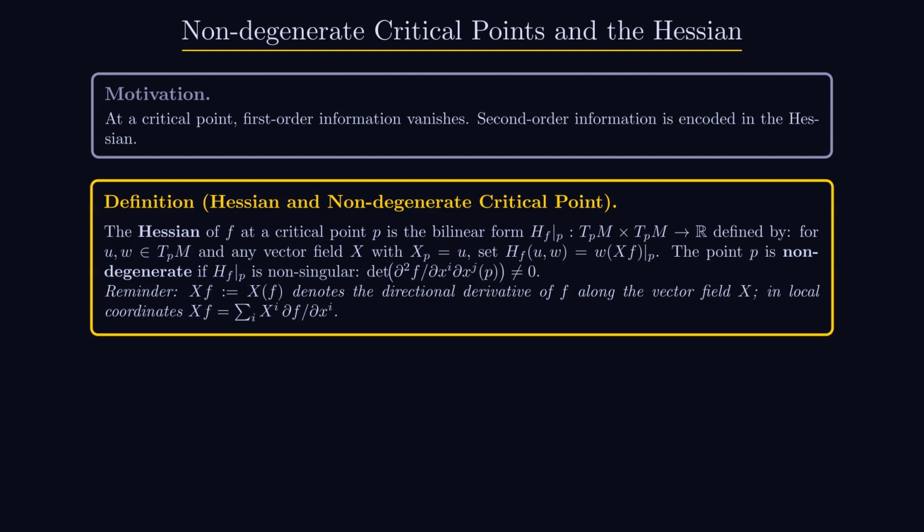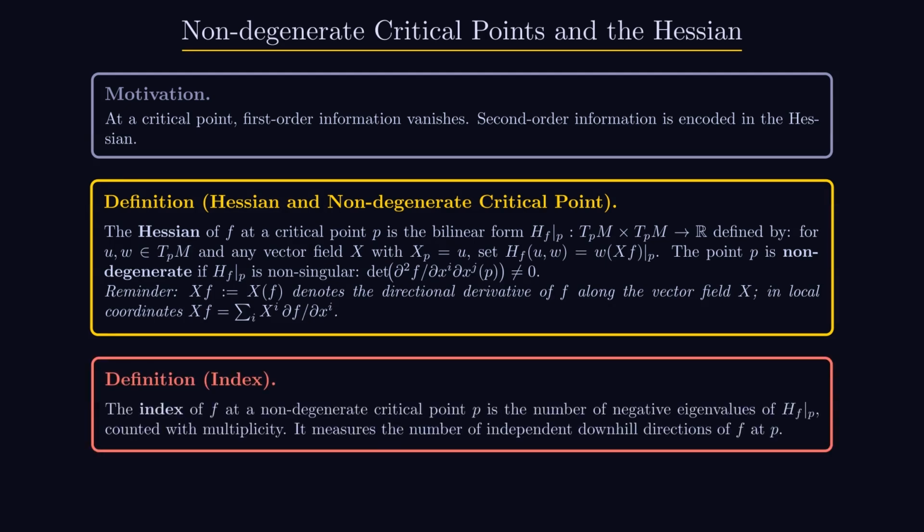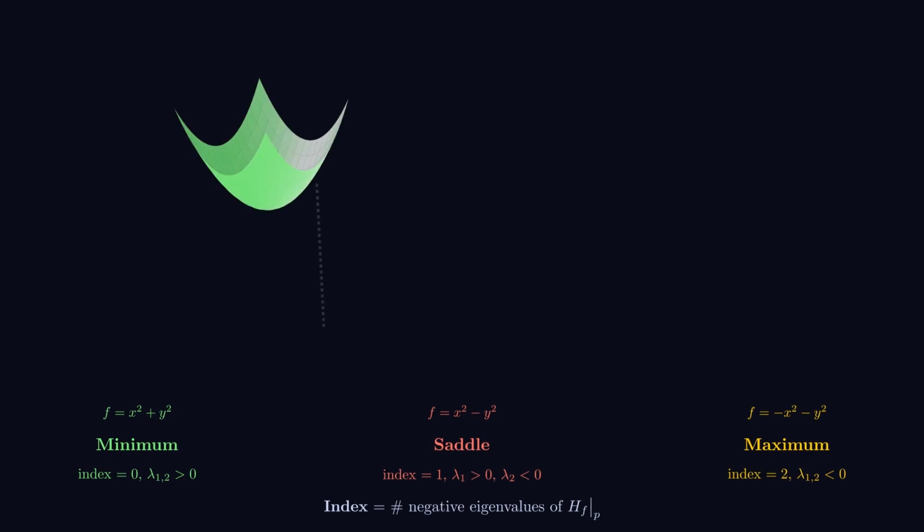A critical point is called non-degenerate if this Hessian bilinear form is non-singular. Equivalently, the matrix of second partials has non-zero determinant at P. At a non-degenerate critical point, we define the index, the number of negative eigenvalues of the Hessian counted with multiplicity. The index measures how many independent downhill directions f has at P. Non-degenerate critical points cannot be destroyed by small perturbations of f, and they carry the most geometric information. The index makes the distinction between different types of critical points precise.